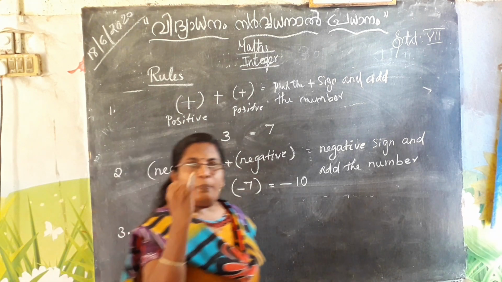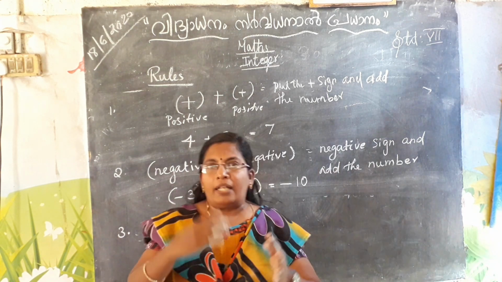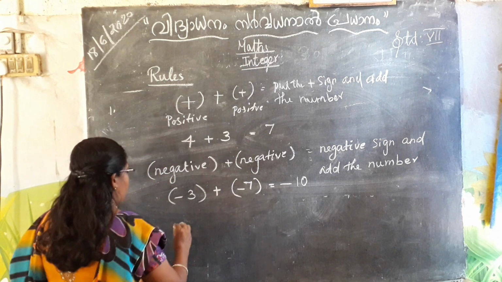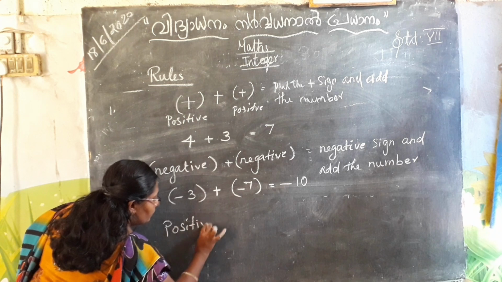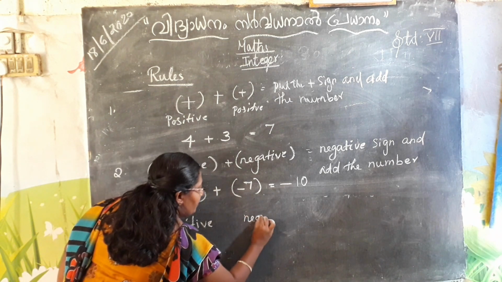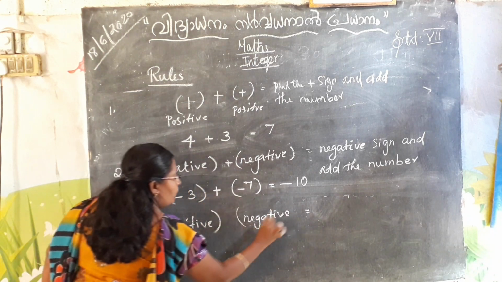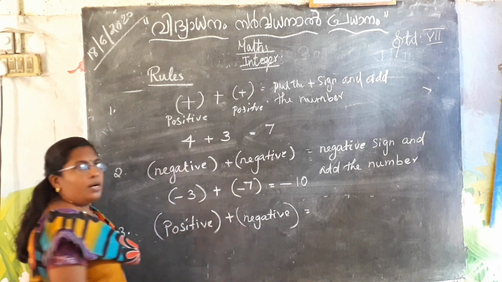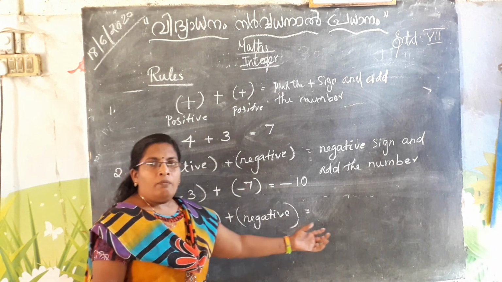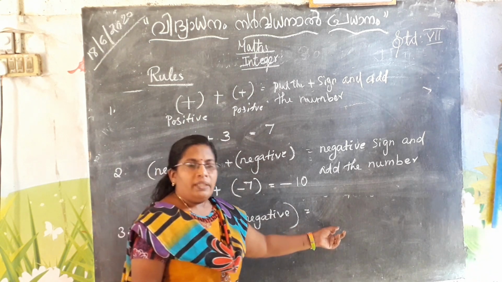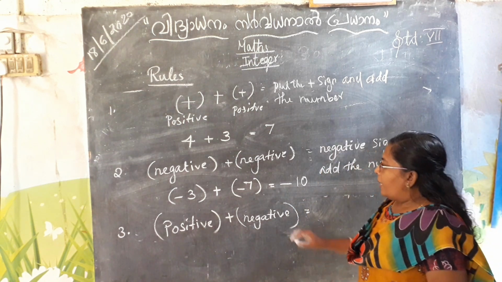We study addition: positive addition, negative, then mixed. If one is negative and another one is positive, how to add? See here, one positive integer, another one negative integer. What is the answer? Positive and negative we are going to add. One positive, another one negative. Which sign will come? Here we should check which is the greater number.